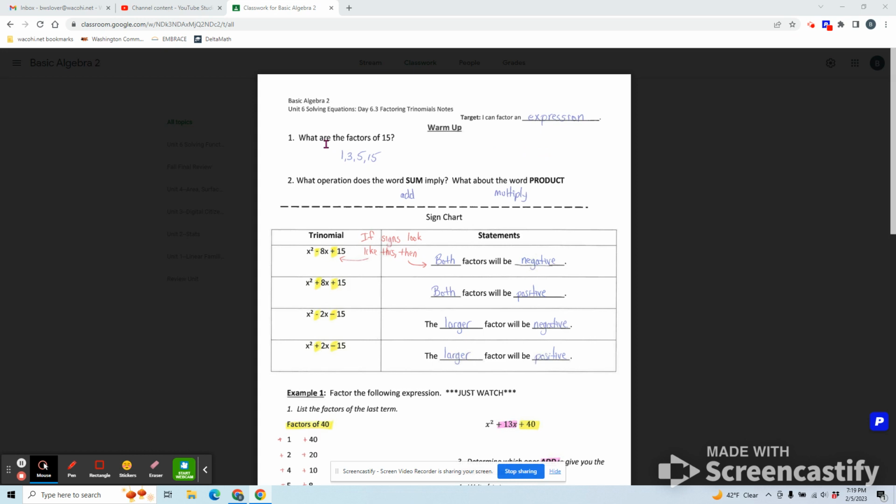What are the factors of 15? 1 and 15, 3 and 5. What operation does the word sum imply? That means you're going to be adding something. And the word product means that you are going to multiply.